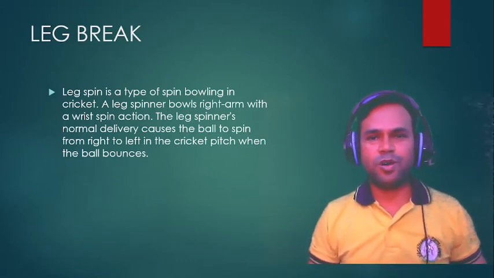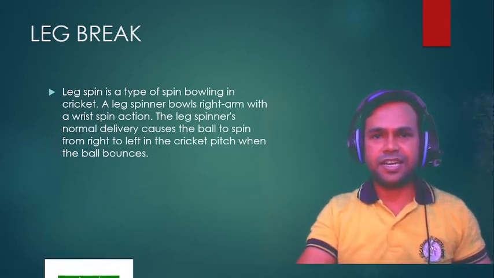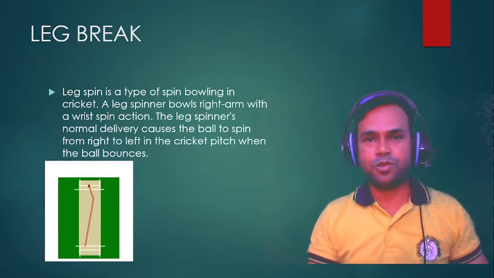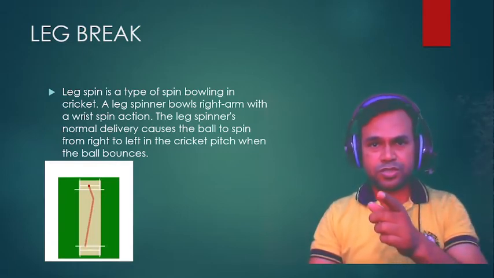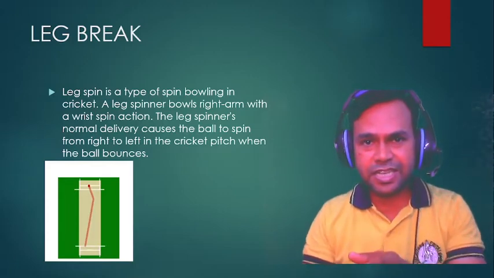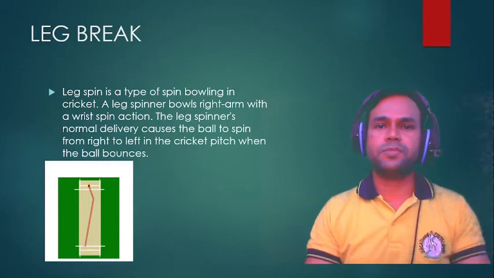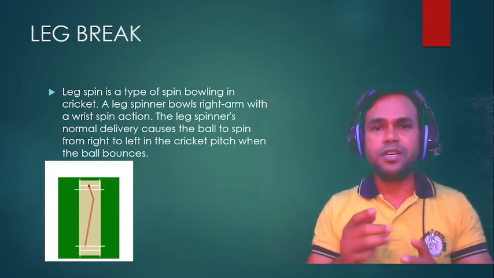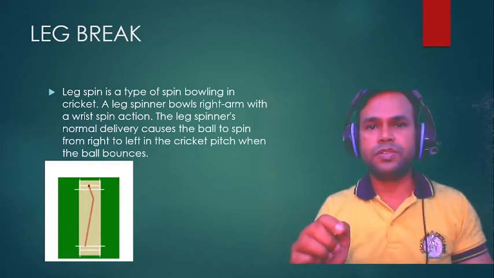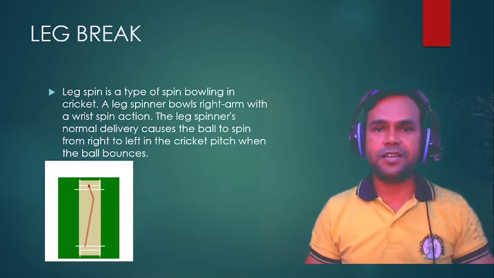So this is all about the leg break. You can see it in the diagram, and you can draw the diagram in the examination to understand better. The ball is going toward the right side, the leg stump, then it is moving to the off stump. As you all know, there are three stumps: leg stump, middle stump, off stump. So first the ball moves toward the leg stump, then it goes to the off stump. This is all about the leg break.